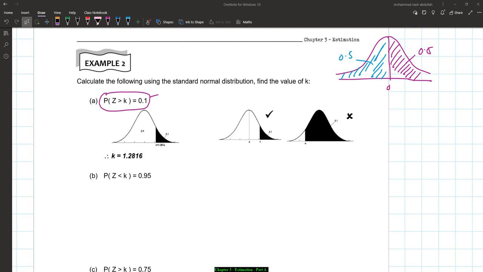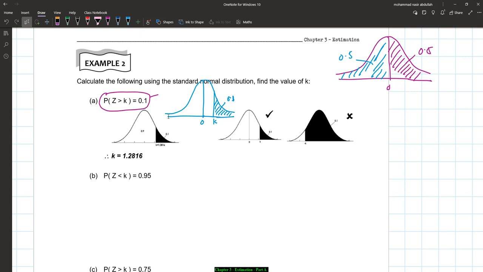Right? I want you to remember that one and understand the characteristic of the normal distribution: the area on the right hand side is 0.5 and the area on the left hand side is 0.5. If you are looking at the probability of Z more than K equal to 0.1, it's not more than 0.5. It's supposed to be on the right hand side. This is K, and the total area here is 0.1. It's not more than 0.5.